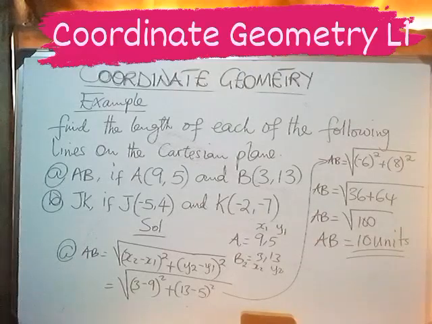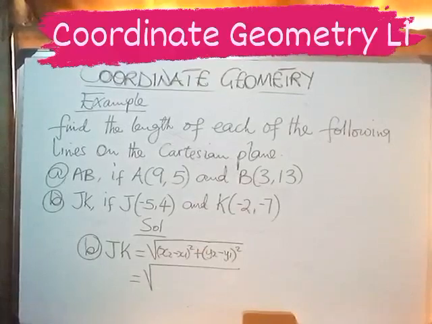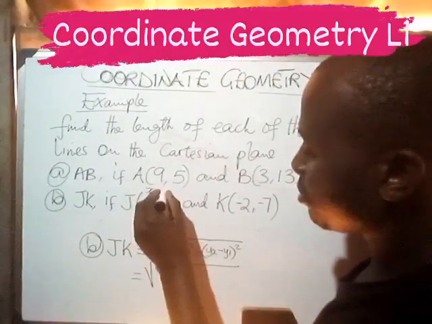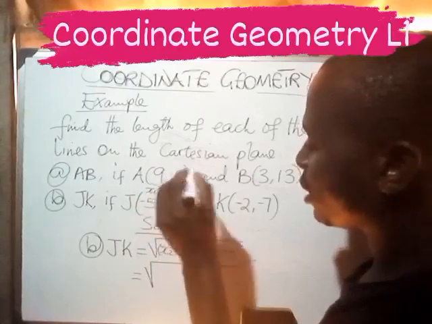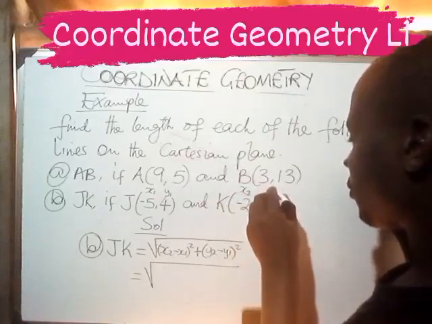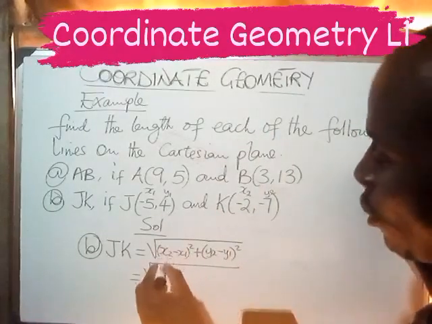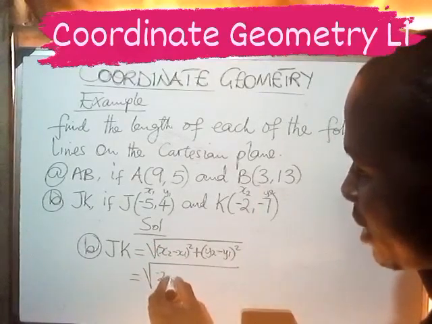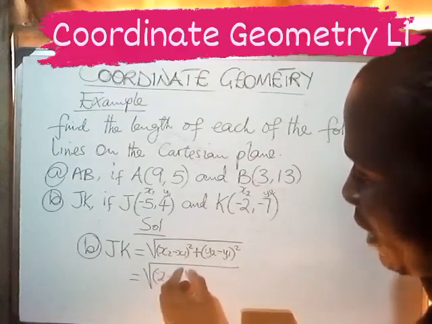May you kindly copy question number A, or the solutions for question number A before we go to the solutions for question number B. So we have question number B, where we have J and K. This is J, so this one we'll name it as our X1, meaning the 4 will be our Y1. Then this one will be our X2. Then this one will be our Y2. Now we just substitute. So our X2 is negative 2. So we're going to have negative 2 minus negative 5. Whatever we get, we square it.